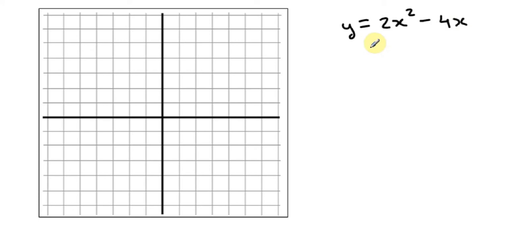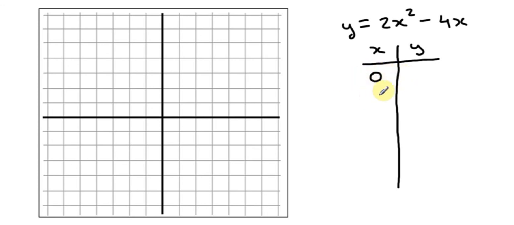See if we can get a decent looking graph. So what I'm going to try and do is fill in a table of values best I can and use those points to create the graph. Knowing it's going to be a parabola helps. So let's put in a few good points. This time I'm going to start with 0. And then I'm going to move my way to the right.